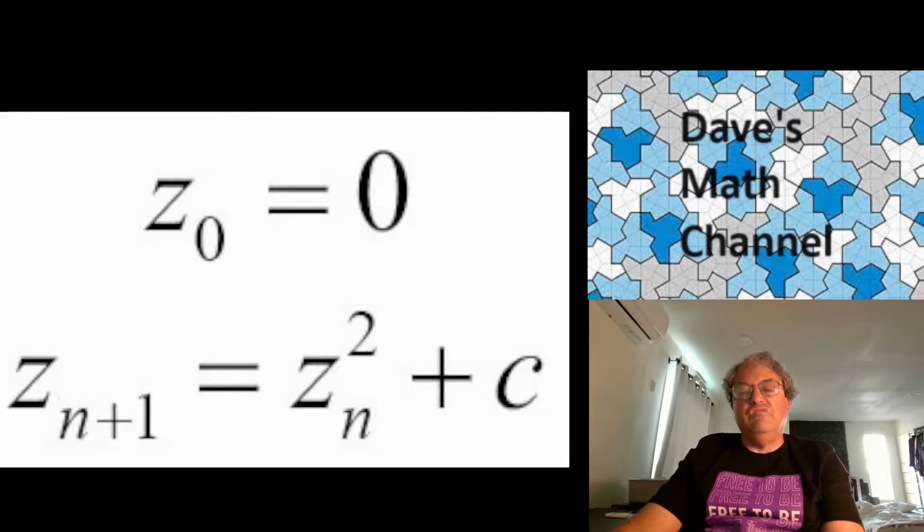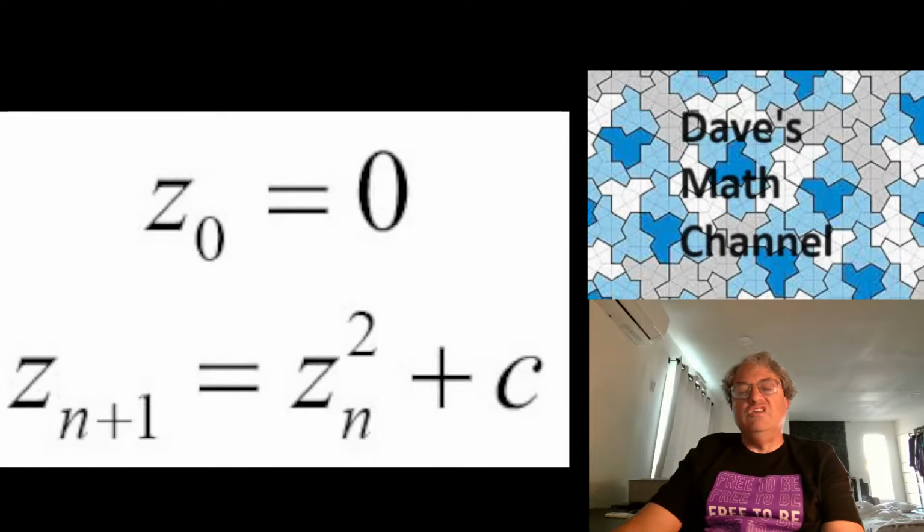So how do we define the Mandelbrot set? Well, it's simple. You take some arbitrary complex number c, and then you form this sequence. So you start with z0, you set that equal to 0, and then for every value of n greater than or equal to 0, you set zn plus 1 equal to zn squared plus c.